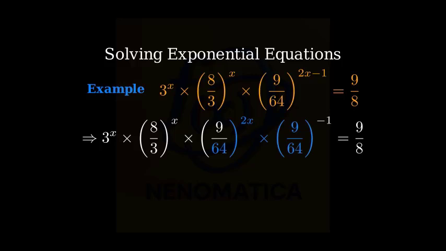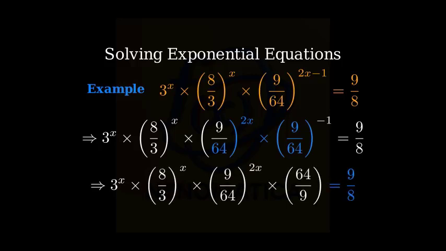We'll rewrite the term 9 over 64 to the power of 2x minus 1 as 9 over 64 to the power of 2x times 9 over 64 to the power of negative 1. Now, we'll simplify the negative exponent. Remember that a to the power of negative 1 equals 1 over a. So, 9 over 64 to the power of negative 1 equals 64 over 9.